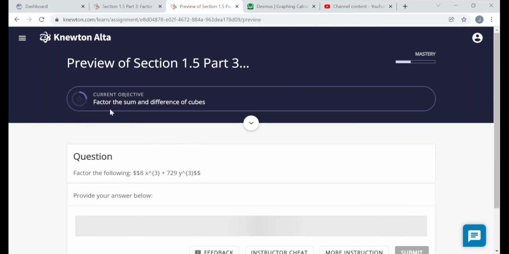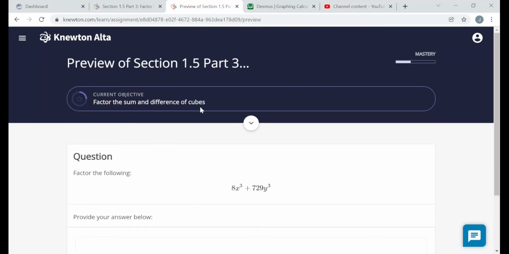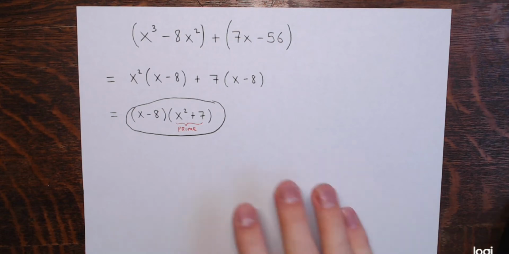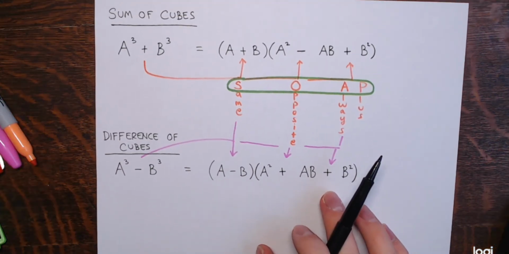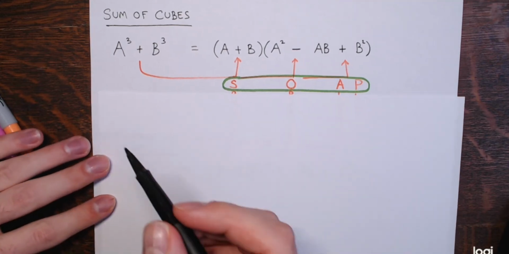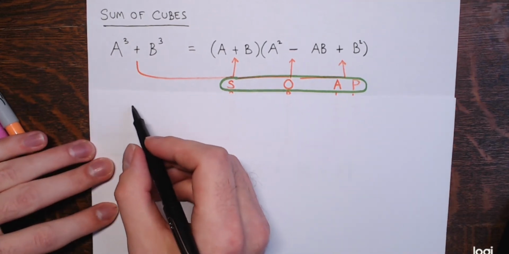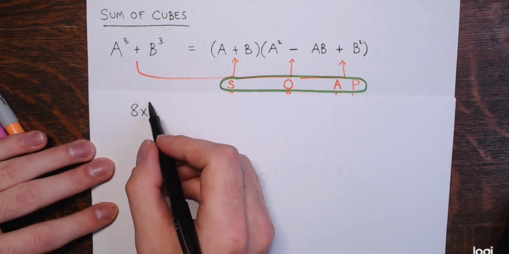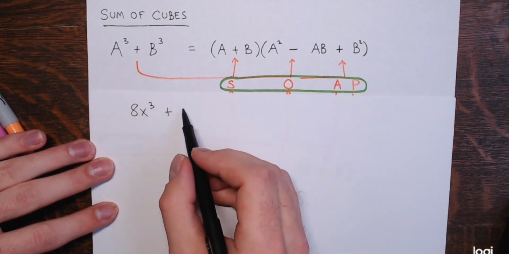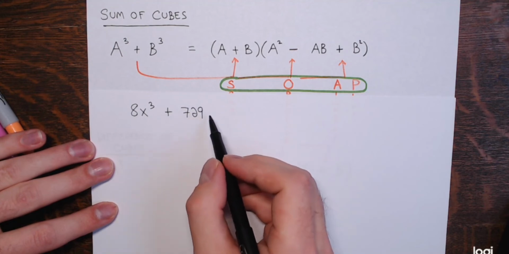All right, so we're switching back now to the factor the sum and difference of cubes objective. Let me get rid of this. Pull back up the page with the sum and difference of cubes, and this one's actually going to be another sum. So let's keep the sum of cubes formula up. The polynomial we're given here is 8x cubed plus 729y cubed.